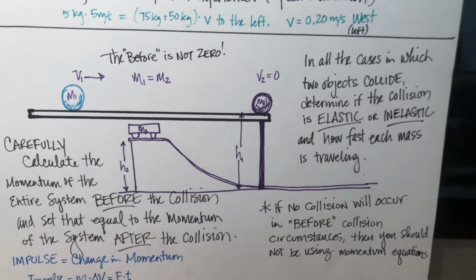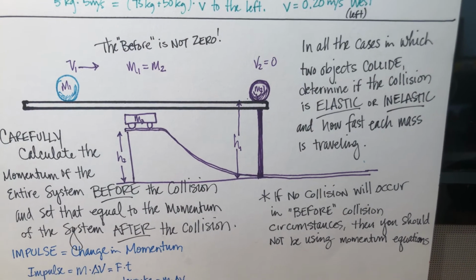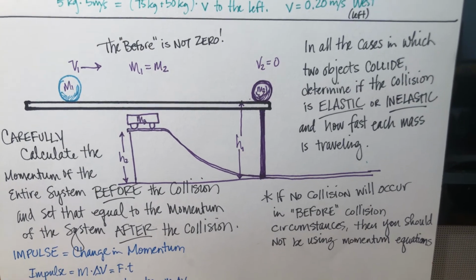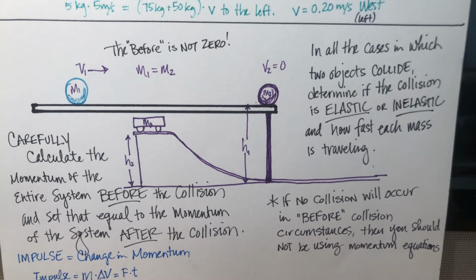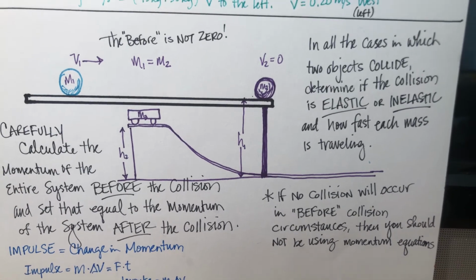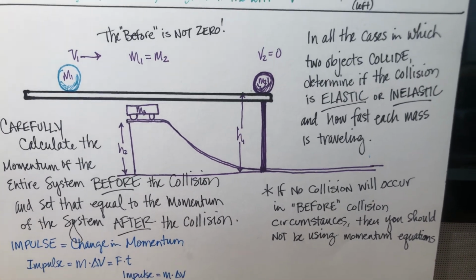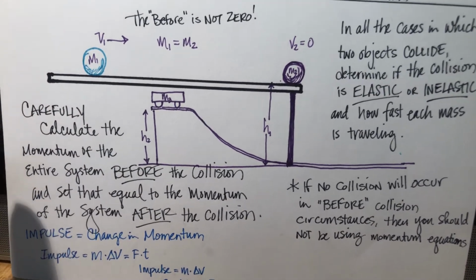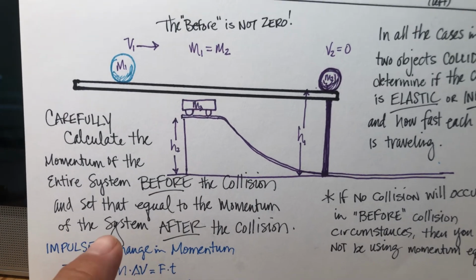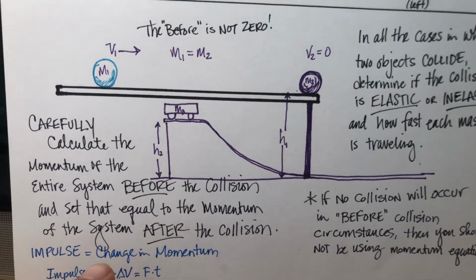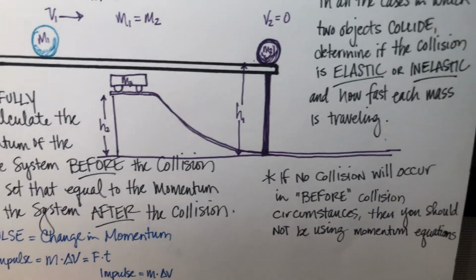Okay, so in a scenario where you have two objects about to collide, you have to determine if the collision is elastic or inelastic and how fast each of the masses is traveling. Carefully calculate the momentum of the entire system before the collision and set that equal to the momentum of the system after the collision. Remember that impulse is change in momentum.